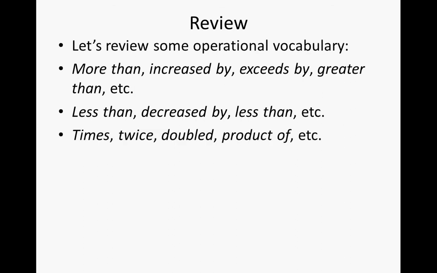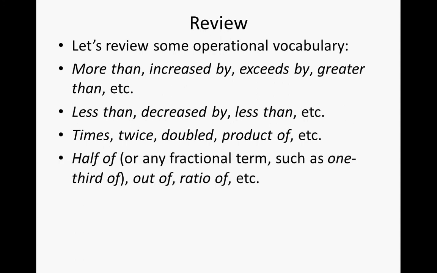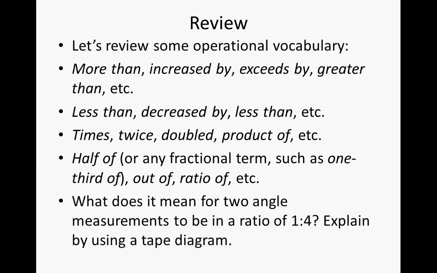We have times, twice, doubled, product of, and we can have half or any fractional term such as 1/3 of, or out of, or ratio of. So what does it mean for two angle measurements to be in a ratio of 1 to 4? Explain using a tape diagram.